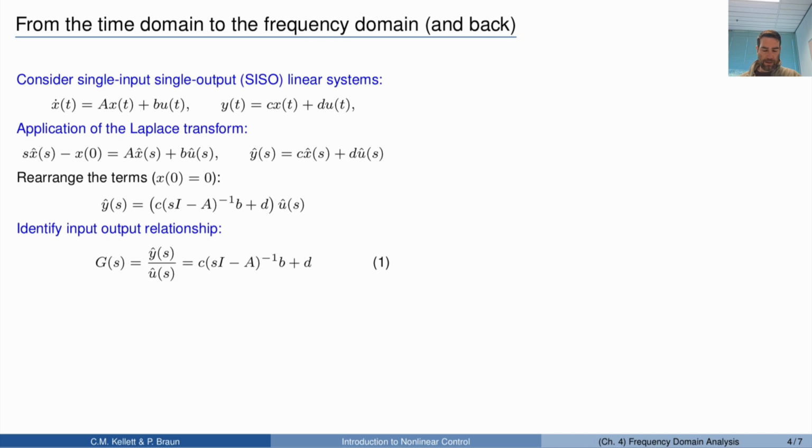And that in particular means that if we have a single input, single output system, and we have A, B, C, and D given, then it is straightforward to calculate the corresponding transfer function. So that's one important piece of this chapter, being able to go from continuous time to the frequency domain representation.